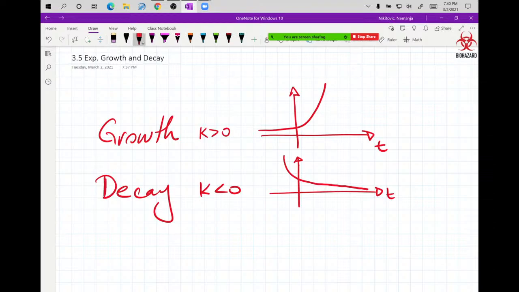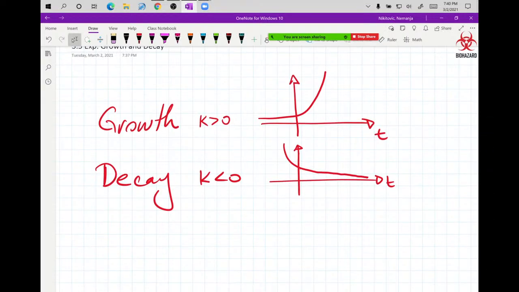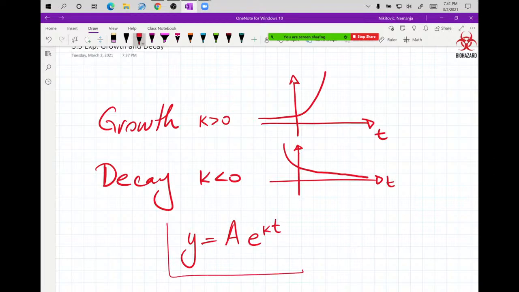So all of these are going to be for the equation y equals a e to the k t, which is your exponential model. Now, clearly, growth, right? The name says the values that you are observing are growing in time. And then decay are the ones that decay, where you lose stuff over time.